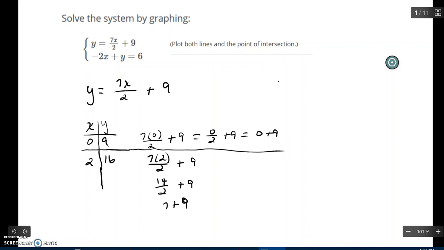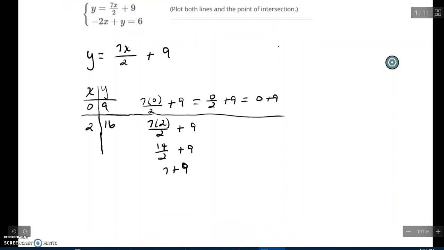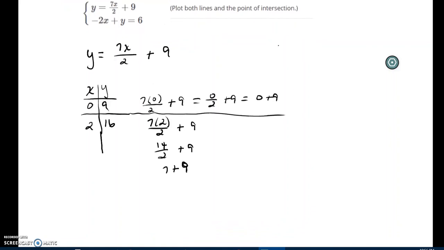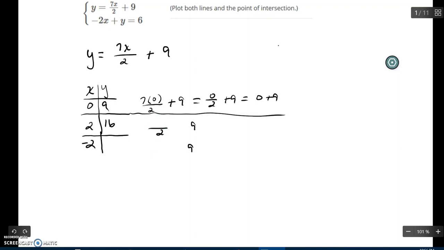The only problem that we might have there is that 16 might be too big for the graph. The graph may not go up that high on the y-axis. So we can avoid that problem. We can plug in a -2 for x and see what happens there. I'm going to do that because I don't think the y-axis went up to 16. It's alright, let's plug in -2.